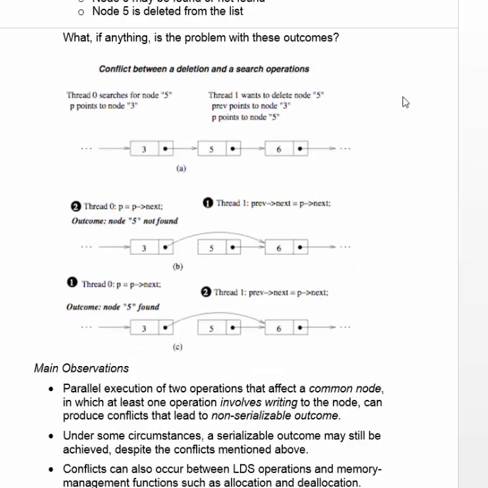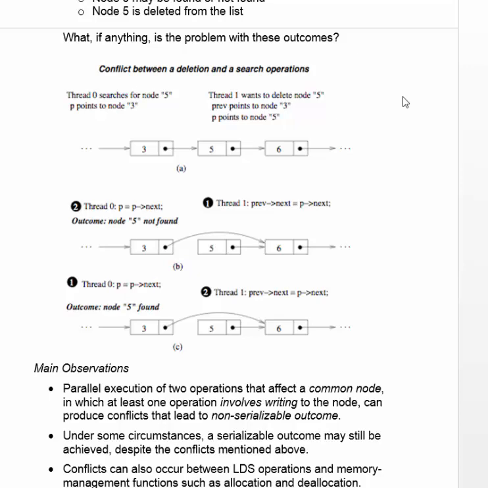Let's summarize what we found. Parallel execution of two operations that affect the same node, in which at least one of the operations involves some change to the node, writing to the node, can produce conflicts that lead to a non-serializable outcome, but they don't necessarily produce a non-serializable outcome. If we're lucky about the ordering in which the operations execute, then we might still achieve a serializable outcome.